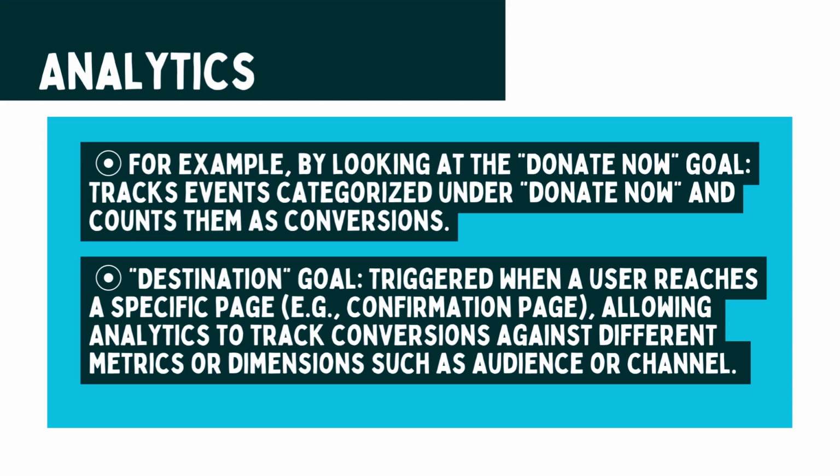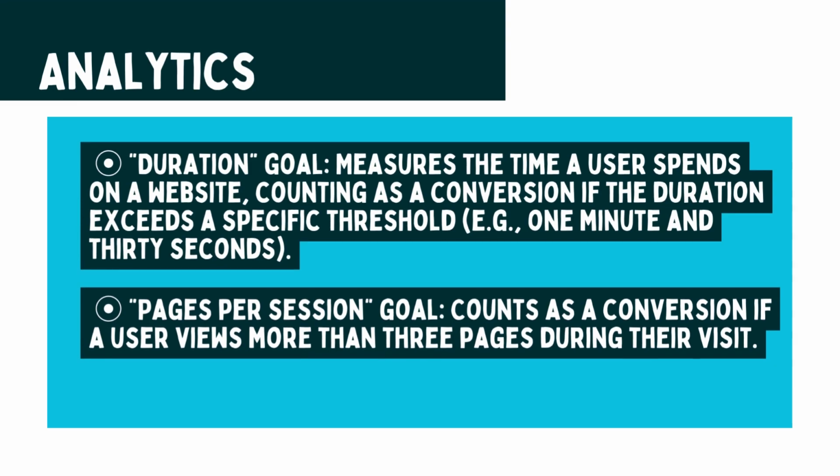Another type of goal in Analytics is duration, which measures how long a user stays on a website. For instance, if someone spends at least 1 minute and 30 seconds on a site, it will count as a conversion. The 4th type of goal is pages per session, which counts as a conversion if a user views more than 3 pages during their visit.